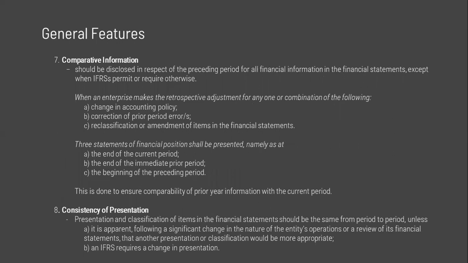For the comparative information general feature, the standard requires an entity to present comparative information in respect of the preceding period for all amounts reported in the current period's financial statements unless another IFRS requires otherwise. As a minimum, an entity presents two of each of the statements and related notes. For example, when an entity presents its 2020 current year financial statements, the 2019 preceding year financial statements should also be presented as comparative information.